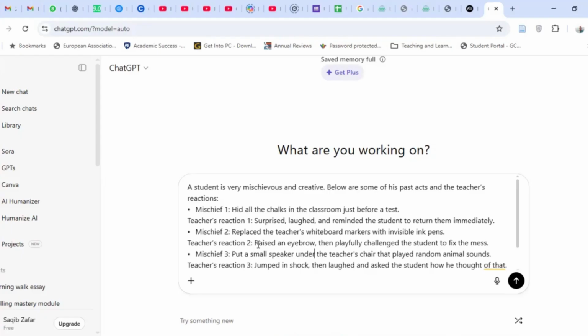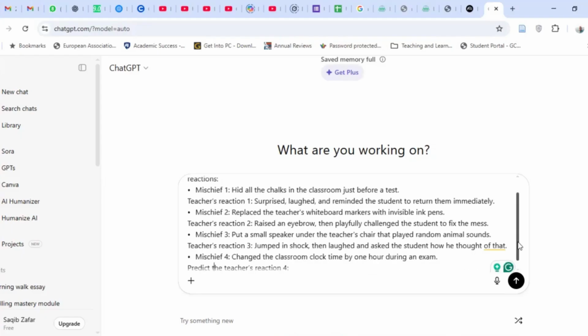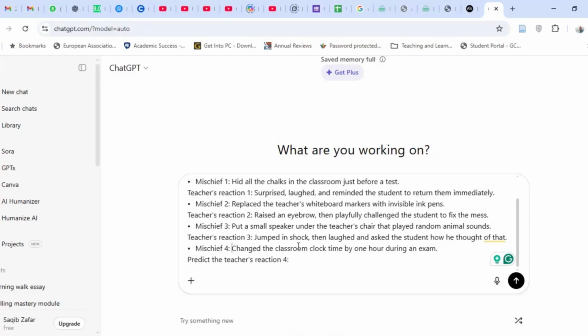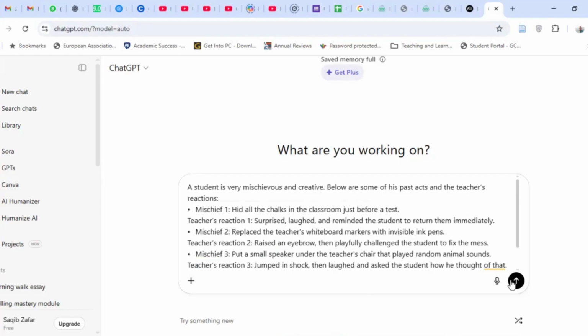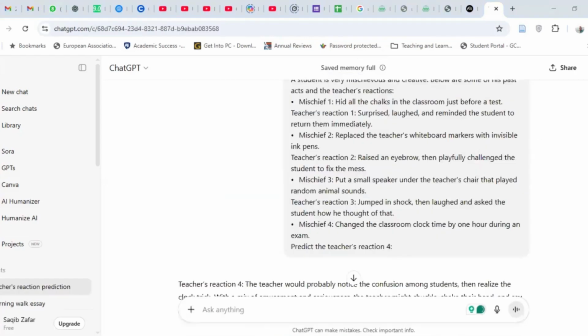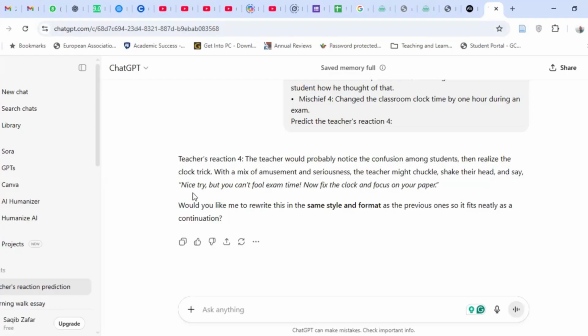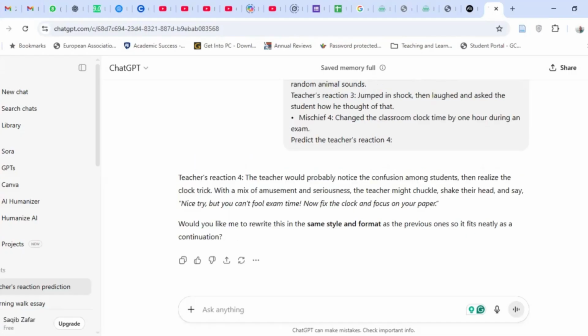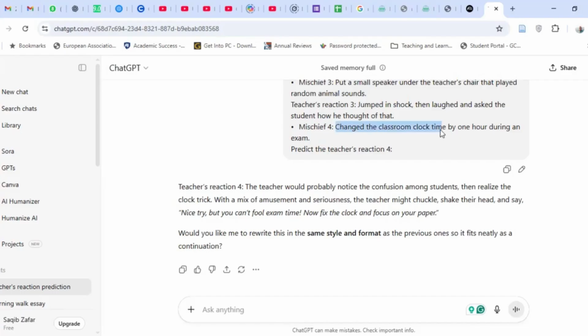And the fourth mischief. Guys, I have not mentioned the teacher's reaction there. In fact, I am the principal and I know the three reactions. What should I expect from my own teacher's behavior? You see what's written: predict the teacher's reaction in the fourth situation. Let me click over here and find how the teacher would react. The teacher will say, nice try, but you cannot fool exam time. Now fix the clock and focus on your paper. The fourth mischief was that the student changed the classroom clock time by 1 hour during an exam, and then we predict the teacher's reaction.